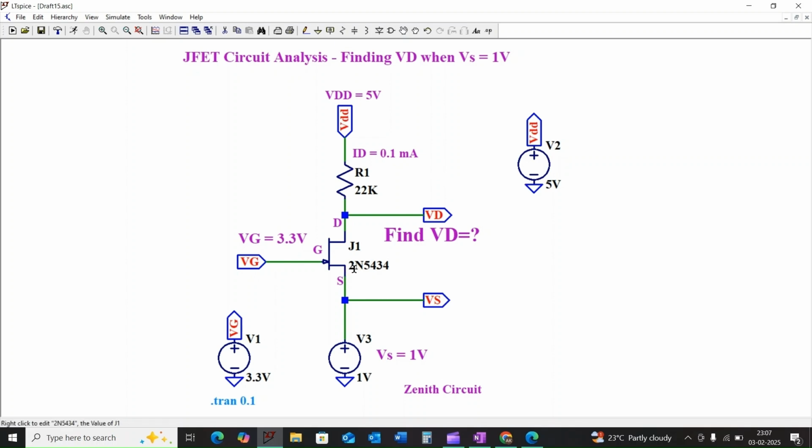We are considering the 2N5434 N-channel JFET as G1 and a 22 kilo ohm resistor as the drain resistor R1, 3.3 volts as the biasing voltage for the gate, and 5 volts as the drain supply voltage V2. And the crucial information for today is that Vs is fixed at 1 volt. Let us analyze the circuit with Vs equal to 1 volt.